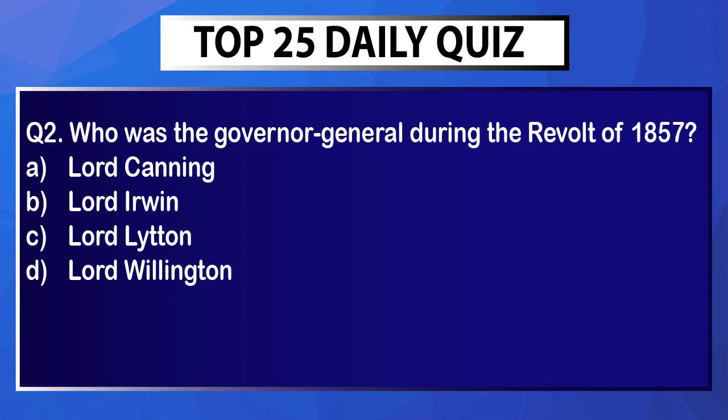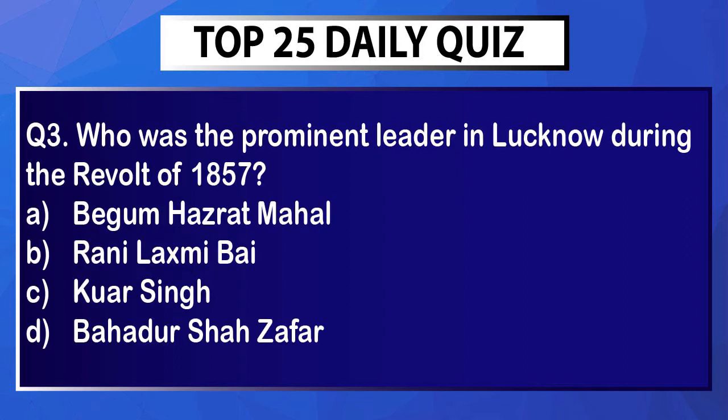Question second. Who was the Governor General during the Revolt of 1857? Option A. Lord Canning. Option B. Lord Irwin. Option C. Lord Lytton. Or option D. Lord Wellington. The correct answer is option A. Lord Canning.